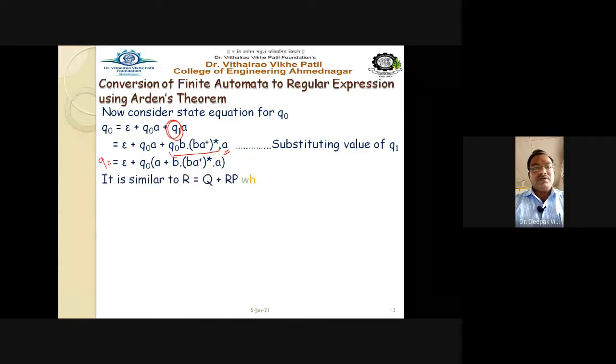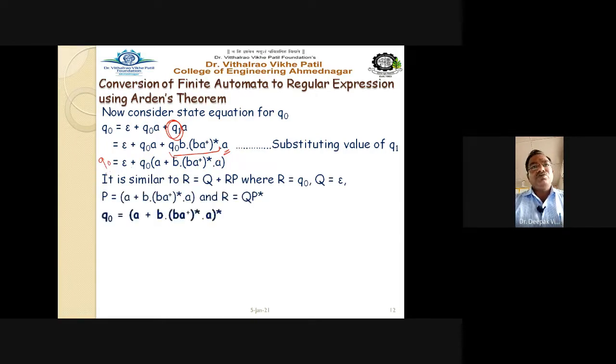Compare this with our Arden's equation, that is R equal to Q plus RP. So the final solution I get here: Q0 equal to A plus B into bracket B A raised to plus bracket raised to star dot A bracket raised to star. Right, this is the value for Q0 we have got here.